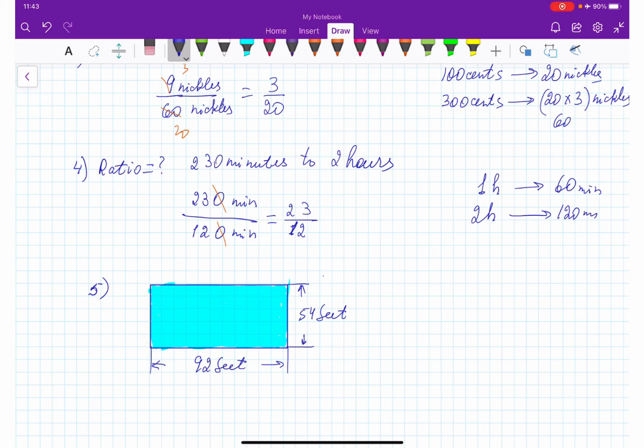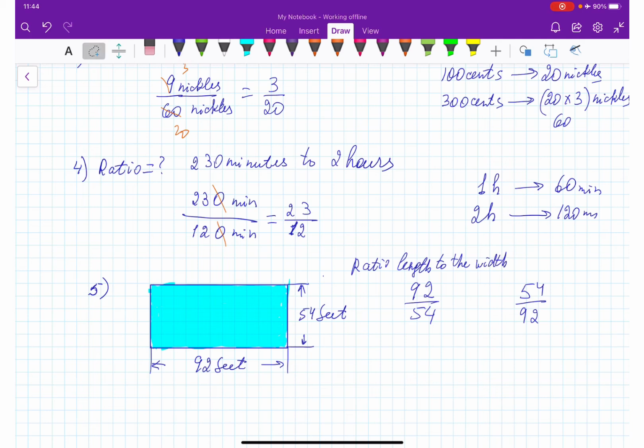So the ratio length to the width is going to be 92 over 54. But if it would ask, write the ratio of the width to the length, so first I would put width, second I would put length. You see the difference? This is ratio length to the width.